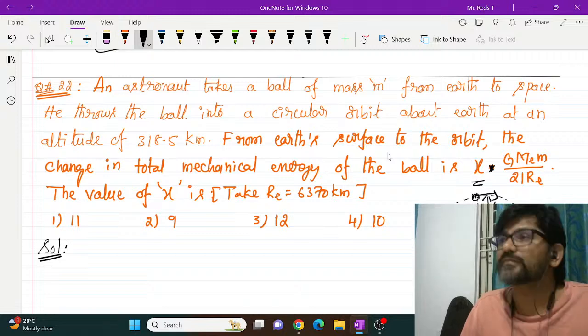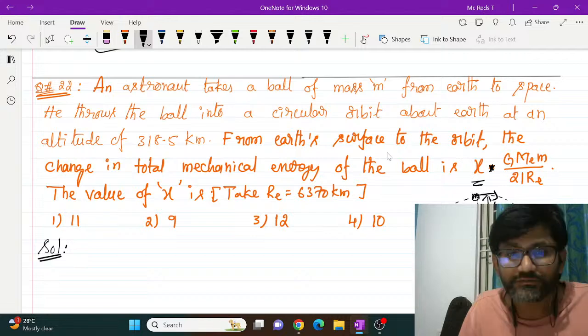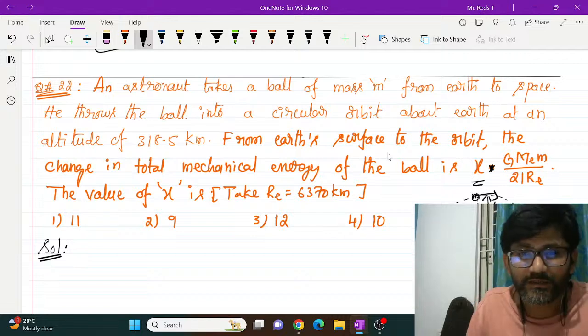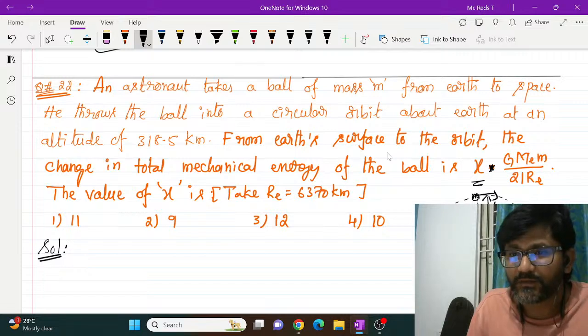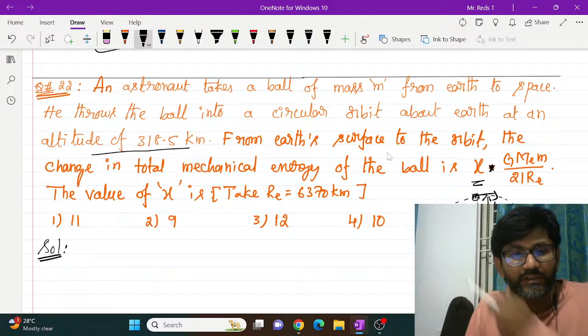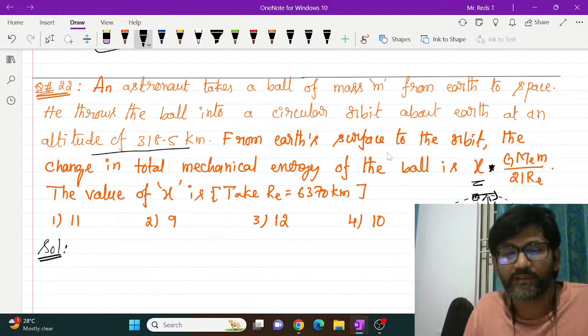So the ball is thrown into a circular orbit about Earth at an altitude of 318.5 km, means at a height of 318.5 kilometers. Altitude means height.